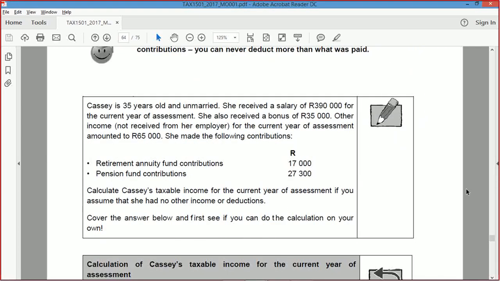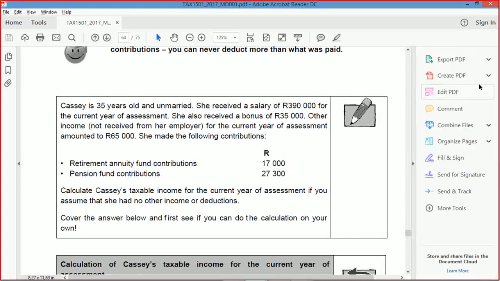Right, so here's your first example. You've got a pension contribution here. Okay, so Casey's 35 years old and unmarried. She receives a salary of $390,000 for the current year of assessment. She also received a bonus of 35. Okay, as soon as you see the word bonus, you should be thinking about remuneration. Do you agree? We just read it. Yeah. Okay, so is a bonus included in her remuneration? Yes or no? Yes. Okay, we just read it.